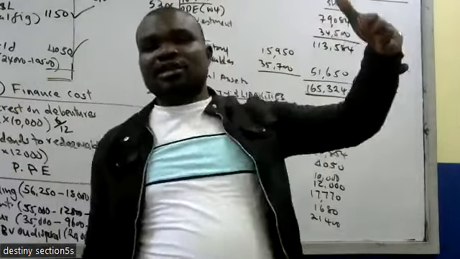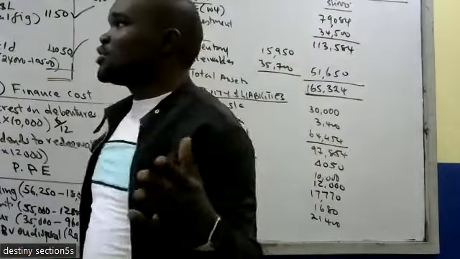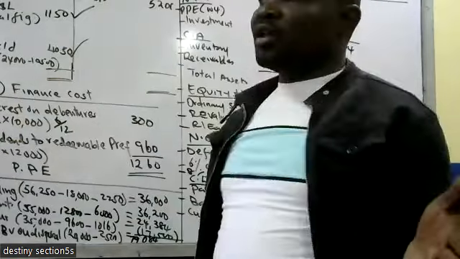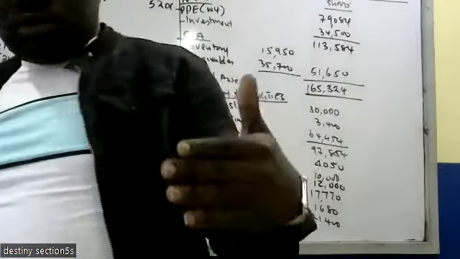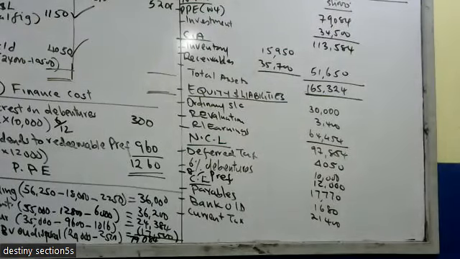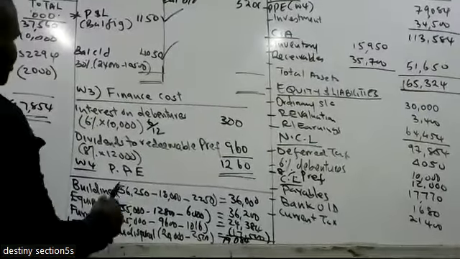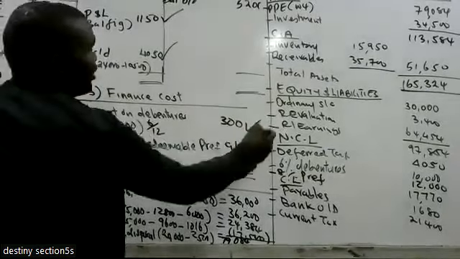Preference shareholders, when redeemable, are third parties; they are not owners of the company. So when we are calculating finance costs, check where we calculated our finance cost. Here, in finance cost, we took interest on debentures, 300.